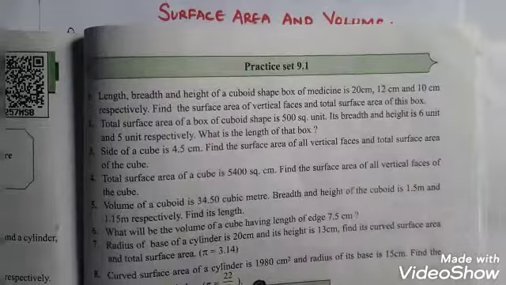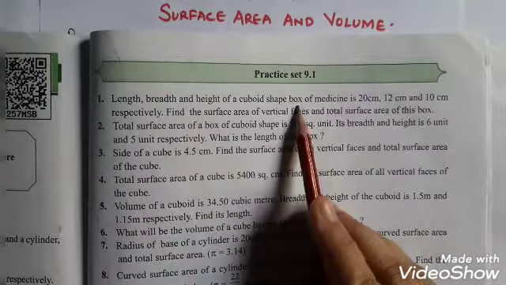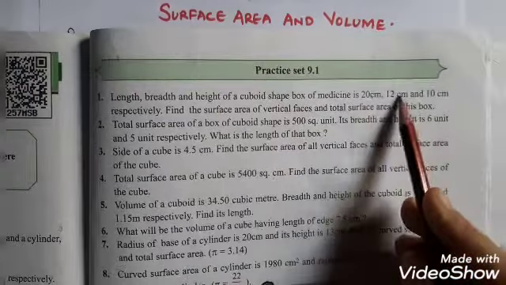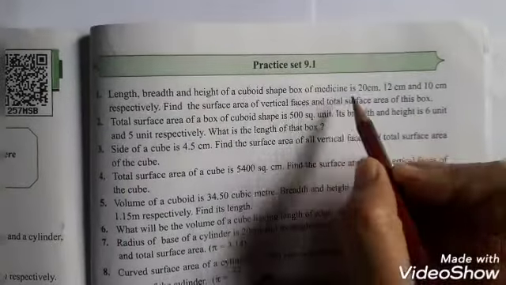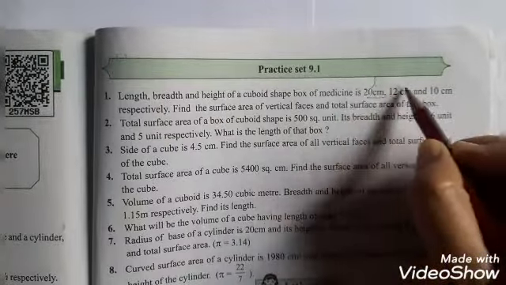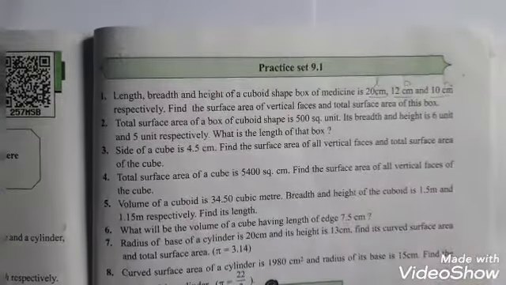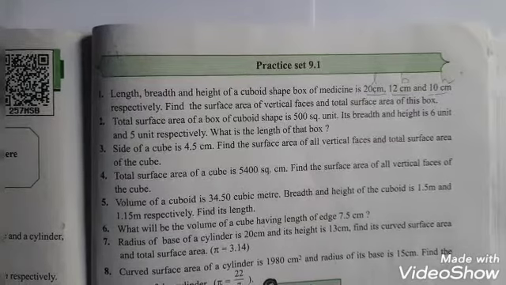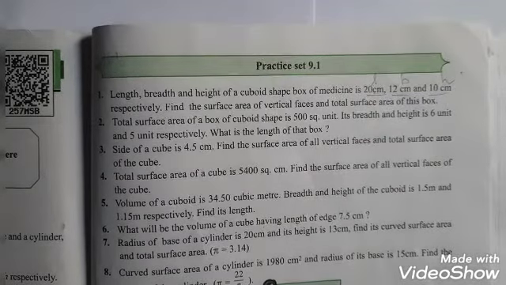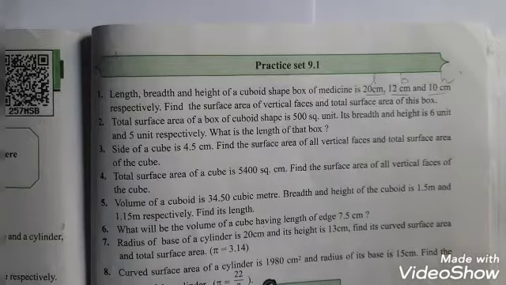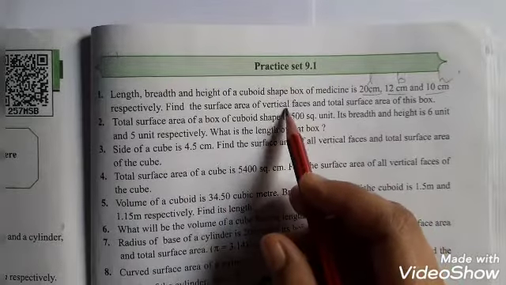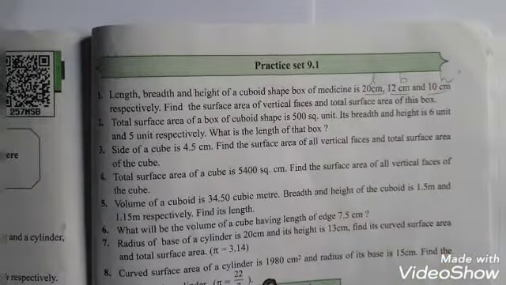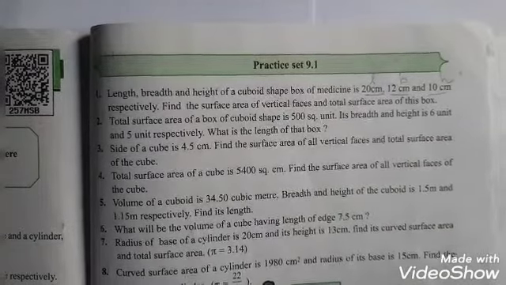First question. Length, breadth and height of a cuboid shaped box of medicine is 20 centimeter, 12 centimeter and 10 centimeter. So what they have given us? They have given us the length, breadth and height. So 20 is the length, 12 is the breadth and 10 is the height of a cuboid. Find the surface area of vertical faces and total surface area.